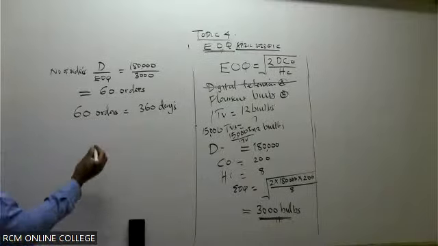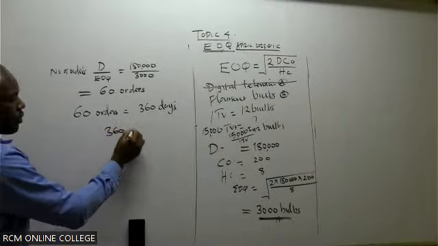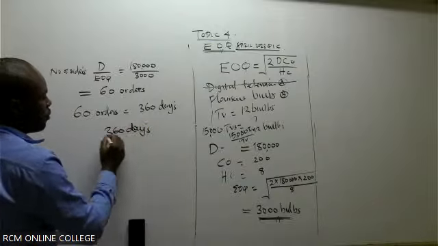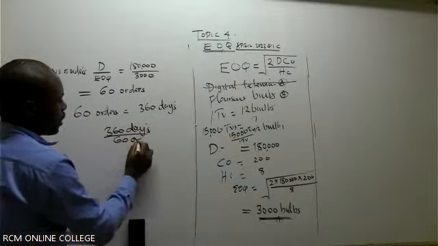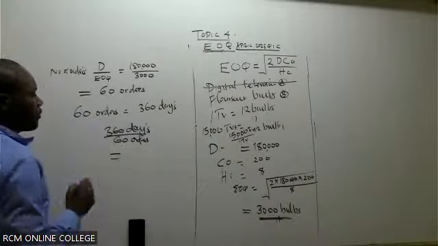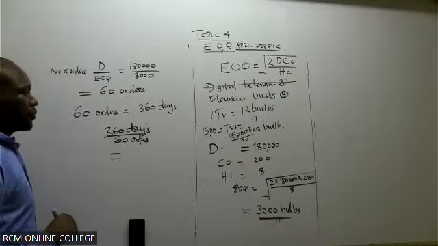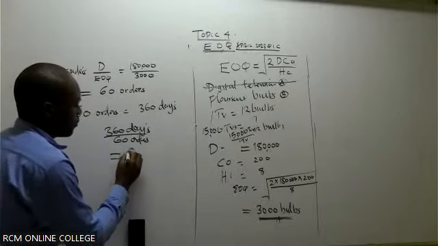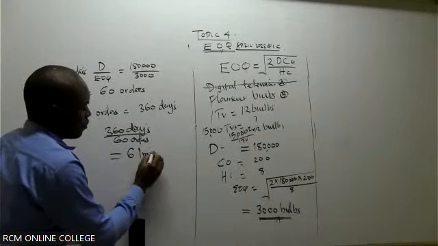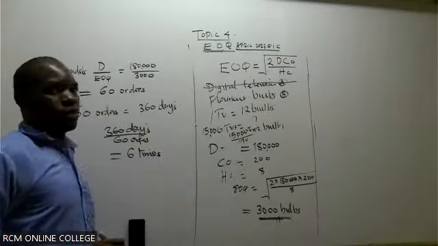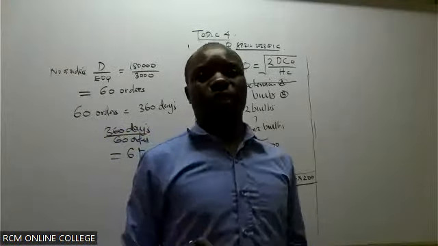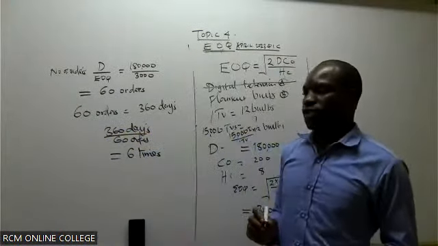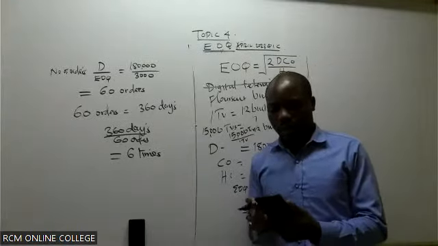So for the interval, we just take our 360 days and divide by 60 orders. What will we have there? 6 times. So that's what you are required to do in that particular question.